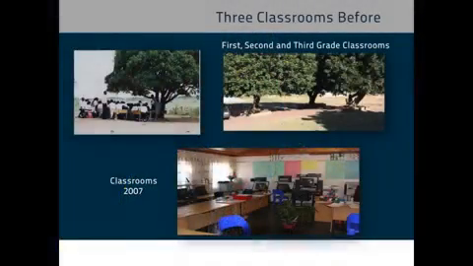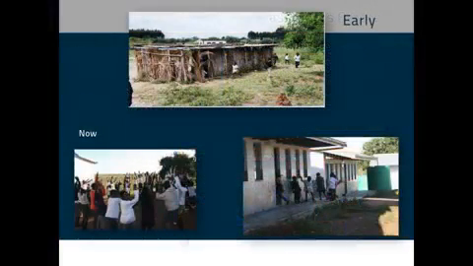The net result is some of the graduates of the Nkomo Primary School have now not only finished high school, but finished university. Others are in technical schools throughout South Africa, and some are now going to other countries for the university experience. And it is an amazing story of starting with four trees.